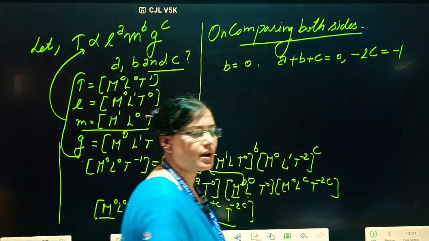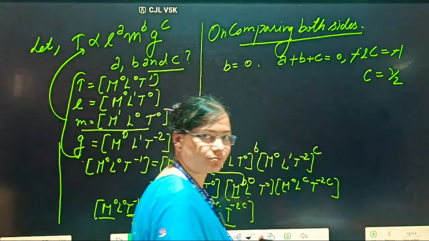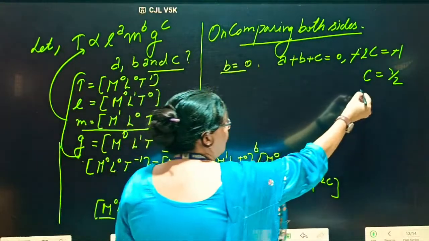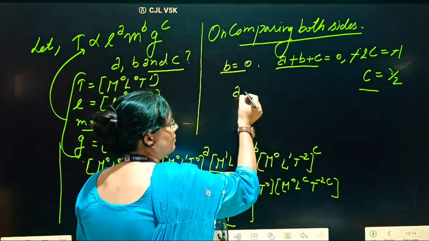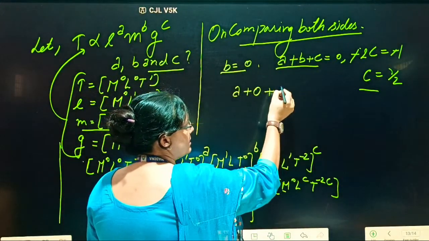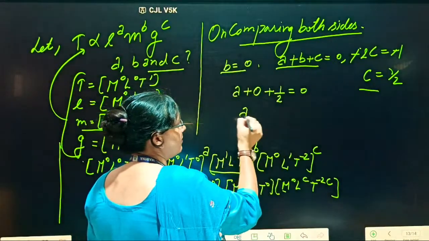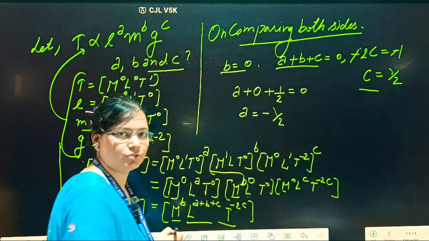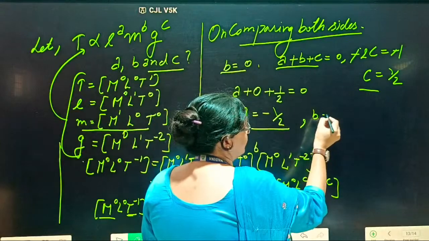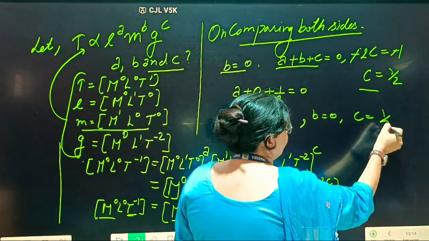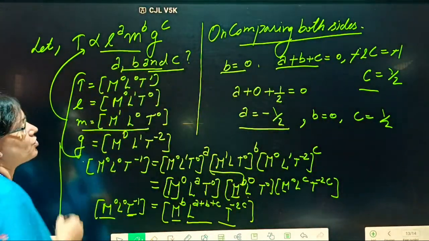Solving this, the minus signs cancel out, so the value of C will become 1 by 2. B is 0, C is 1 by 2, so can you find the value of A from this relation? A plus B, which is 0, plus C, C equal to 1 by 2, equal to 0. Now take this 1 by 2 to the other side, then A is minus 1 by 2. So we have A equal to minus 1 by 2, B equal to 0 and C equal to 1 by 2. We got the values of A, B, C.